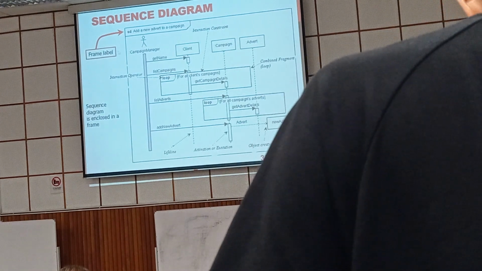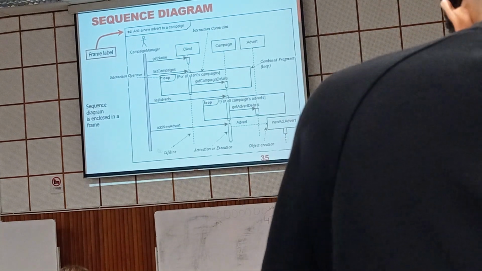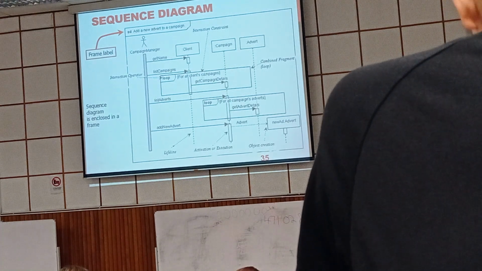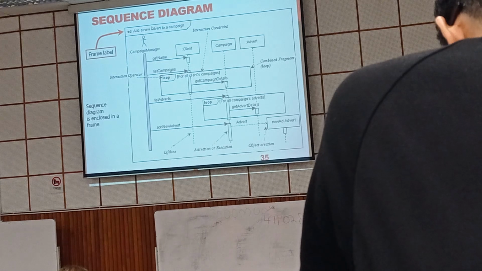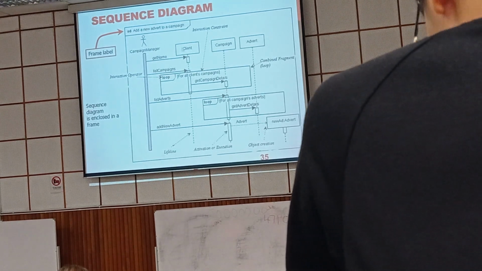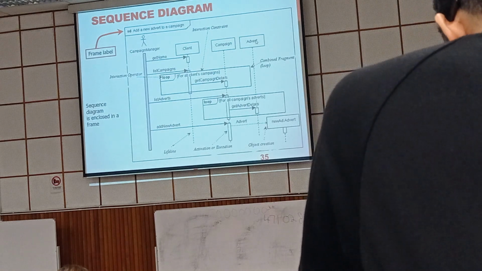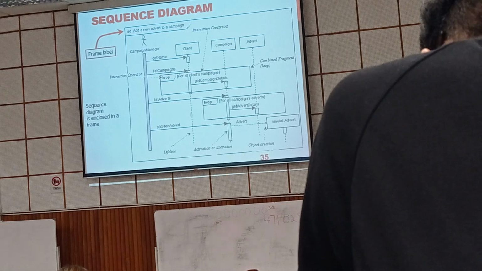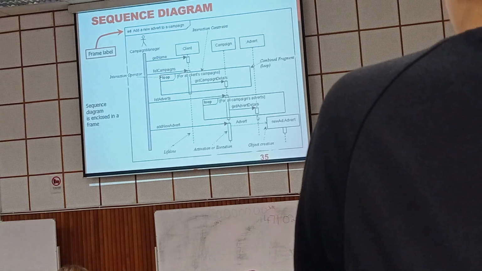So anything else I missed out? This is the boundary, the frame. The frame, with a label. So you should have the frame to cover all this, and it is for only one function: add a new advert. These are the objects: client, campaign, advert. Objects come from classes, so these are the classes. Then this is the lifeline, the lifeline for each object.